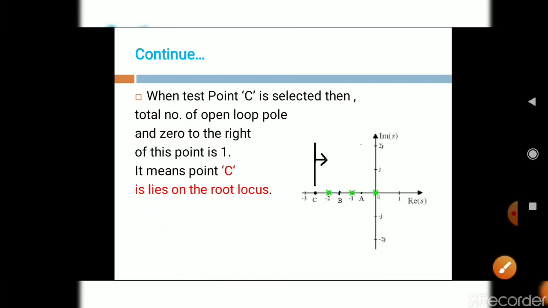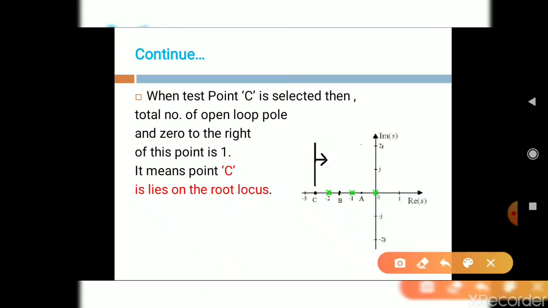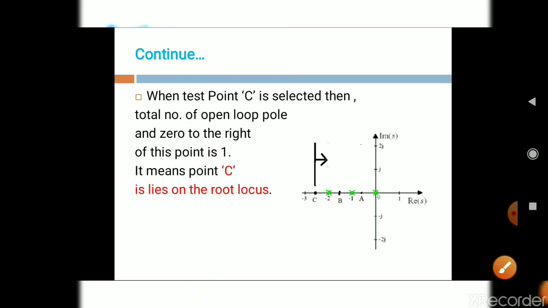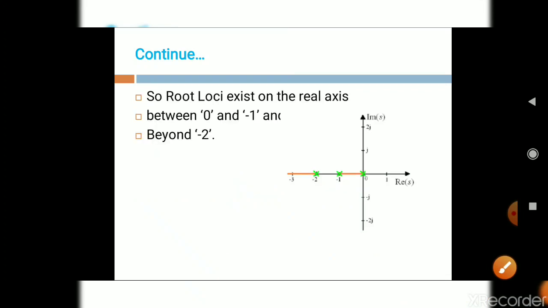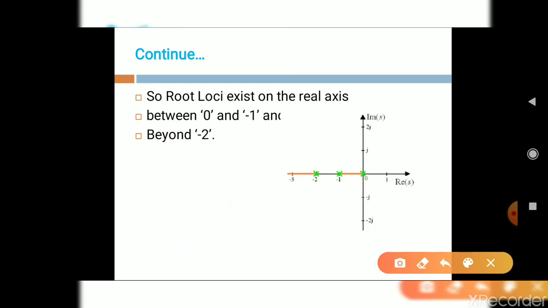In this way I can find the region in which the root locus will lie. So the final region will be -1 to 0 and -2 onwards. In this region the root locus may lie for the given transfer function. Okay, now here I have shown this region with the help of this dark line. So here and here the root locus may be present, between 0 and -1 and from -2 onwards.